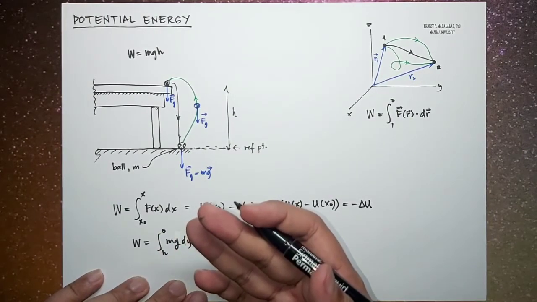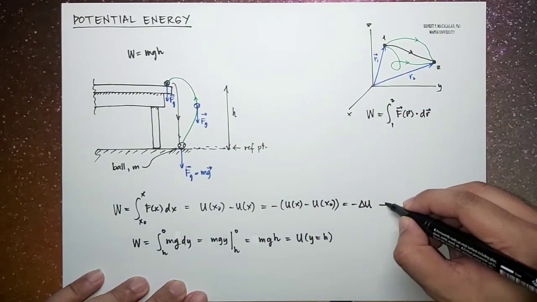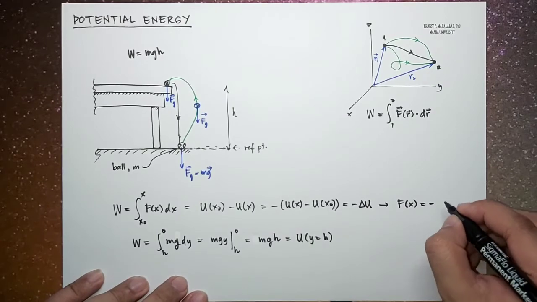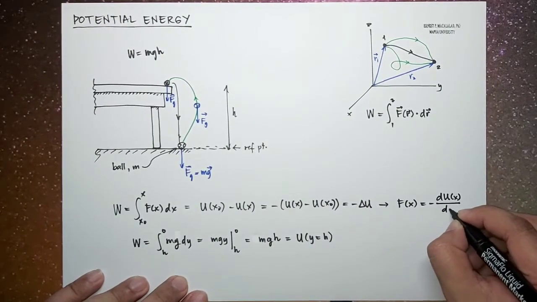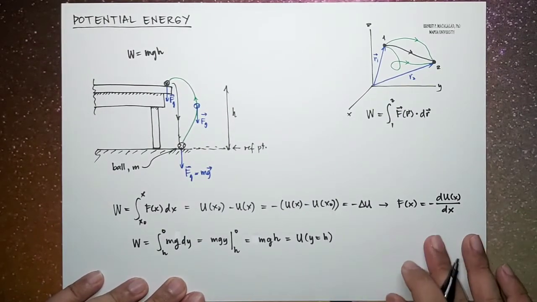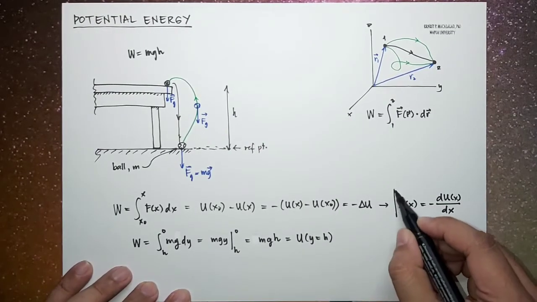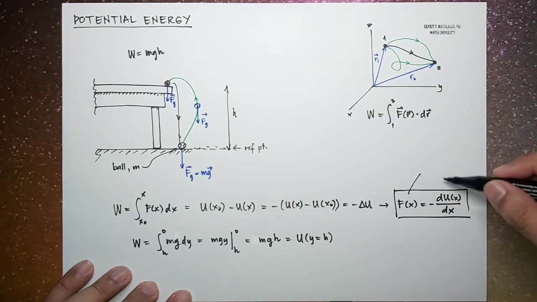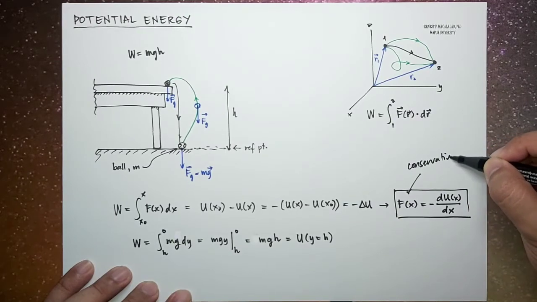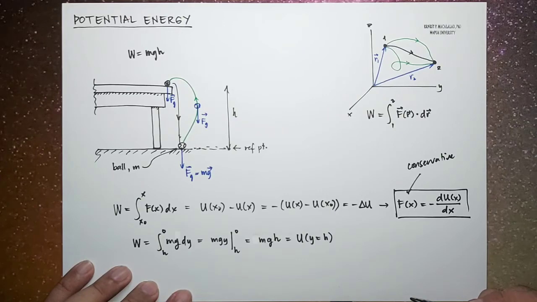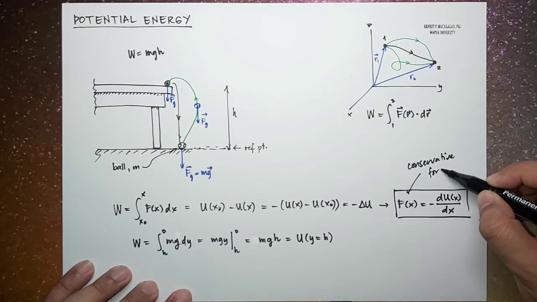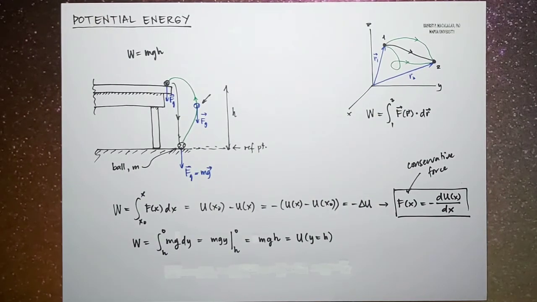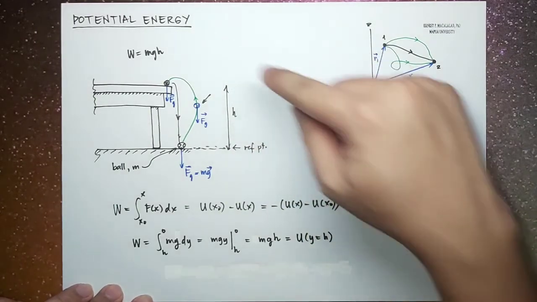So if this happens over small amounts of x, we can now define the force associated with this potential energy to be equal to the negative derivative of U, which is a function of x, with respect to x. This is now the relationship between your force and your potential energy, and we call these forces conservative forces, and we're going to talk about this in the next video. So if you have a conservative force, there is always an associated potential energy with it. That's your conservative force and the relationship between the conservative force and your potential energy.